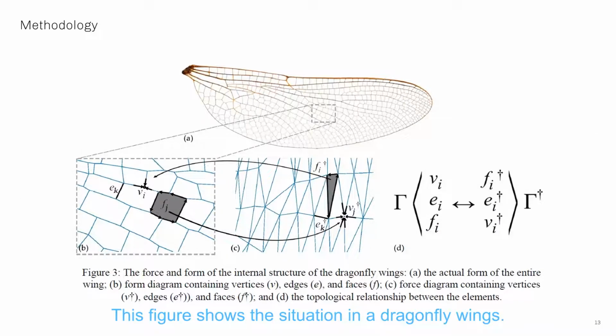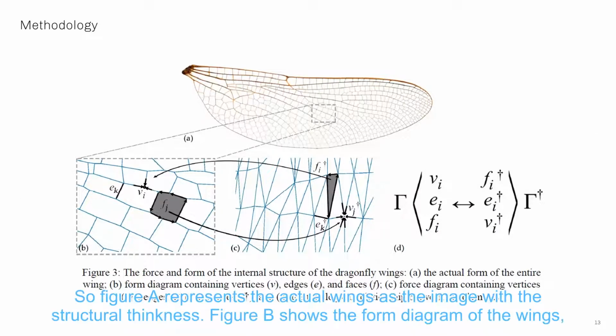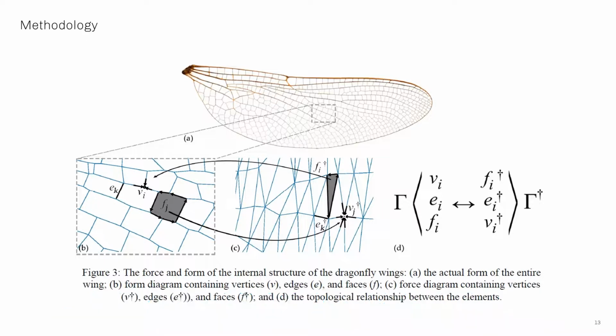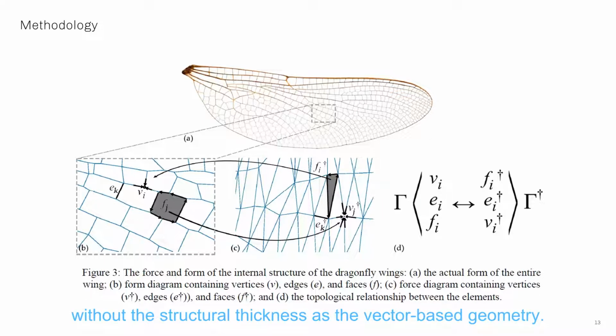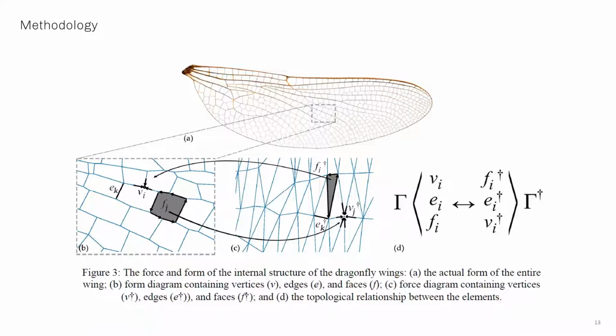This figure shows the situation in the dragonfly wings. Figure A represents the actual wing as an image with the structural members. Figure B shows the form diagram of the structural wing without the membrane, as vector-based geometry. Figure C represents the corresponding force diagram of the form.